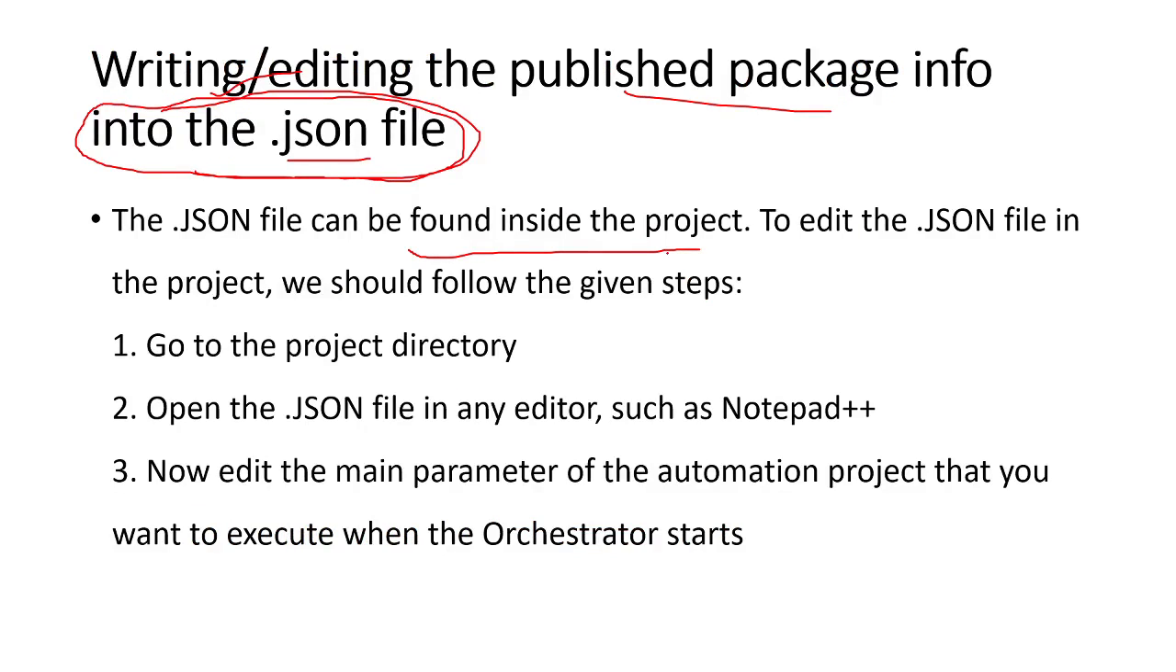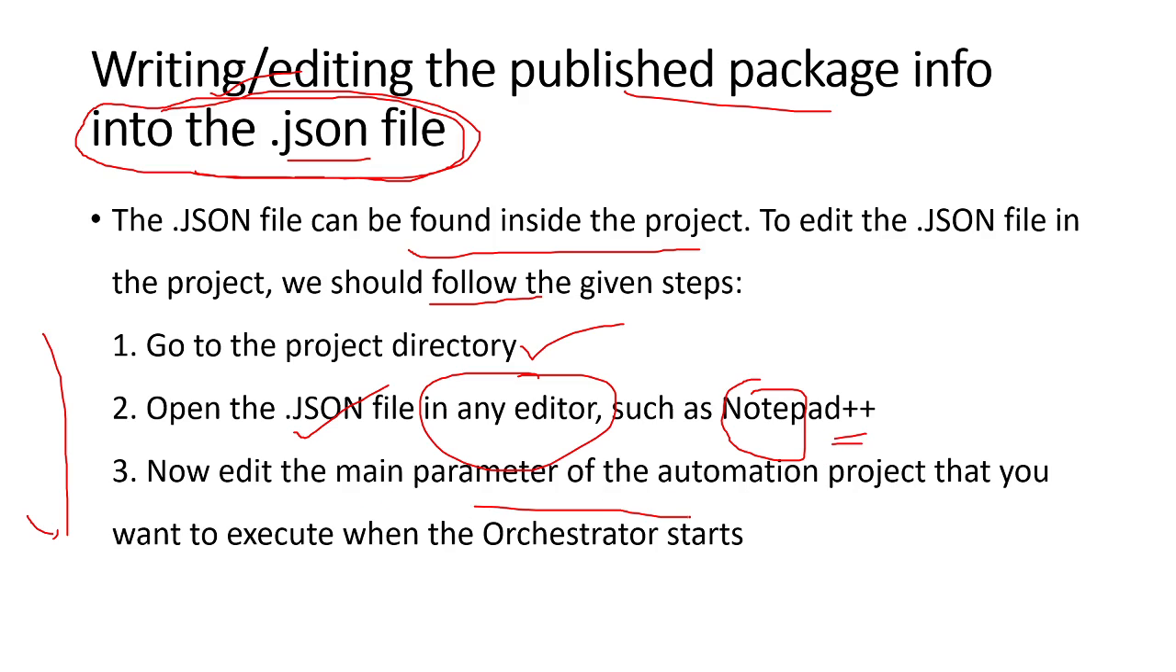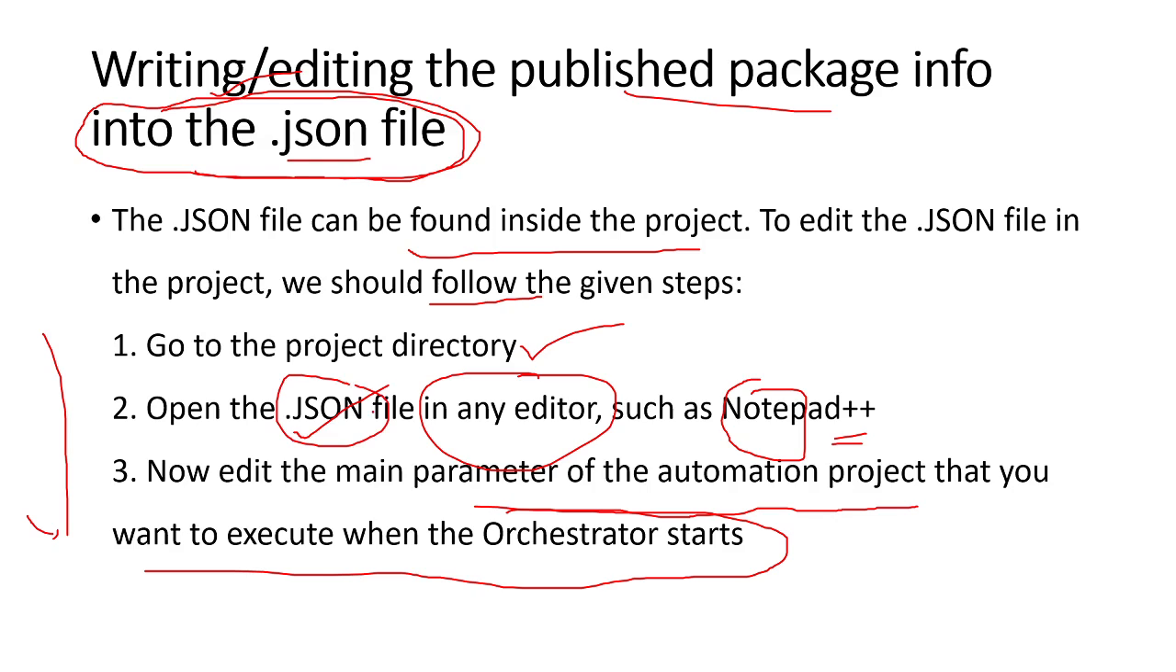It will be found inside the project folder. To edit the JSON file in the project, you have to follow these steps. So go to the project directory and just open the JSON file using any editor, either Notepad or Notepad++, okay, any editor for that matter, or TextPad also will work. And now edit the main parameter of the automation project that you want to execute when the orchestrator starts. Now there will be many parameters in the JSON file. We shall see which are those parameters.